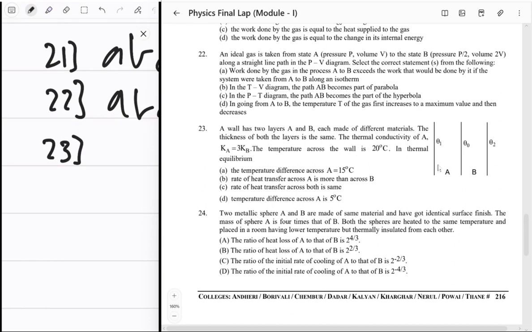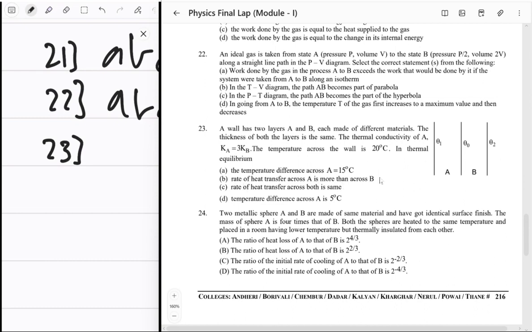Temperature of this wall is 20 degrees Celsius. कौन सी wall? A wall. अच्छा ये same wall है, 2 layers की बनी है. Different materials. The thickness of both the layers is same. So A है और फिर B है. Fine. Thermal conductivity of A is Ka, which is 3 times Kb. Okay. The temperature across the wall is 20 degrees Celsius. Cool. Delta T अपने को पूरा दिया है total. In thermal equilibrium, the temperature difference across A is 15 degrees Celsius.